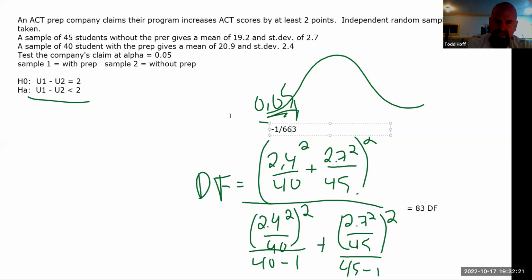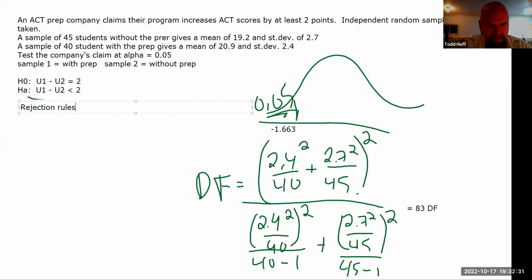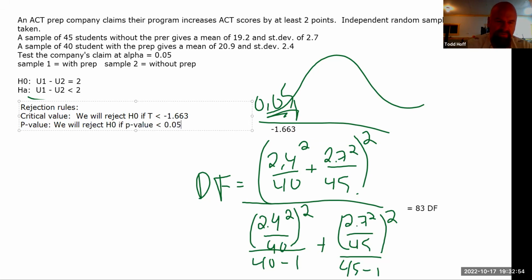So what that means is our rejection rule: critical value, we will reject H0 if the test statistic is less than negative 1.663. For the p-value, we will reject H0 if the p-value is less than alpha of 0.05.